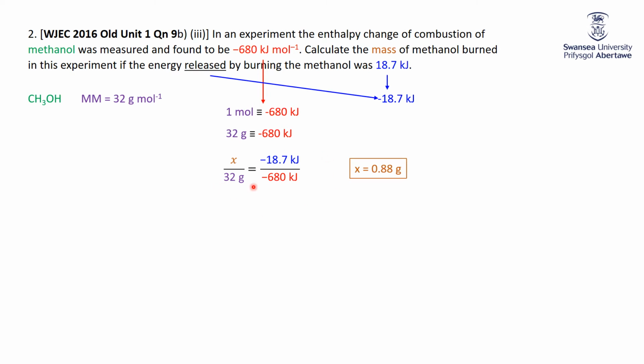Various other ways to do it other than just purely setting up the ratio. You could do other ratios as well. You could have X is minus 18.7, where 32 grams is minus 680. However, as long as you have the appropriate things matching up with the ratio, it doesn't matter which way around you put it. And I always feel that spelling out a ratio at this stage of a calculation is the best way to go.